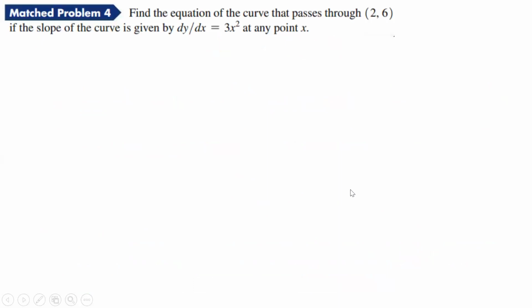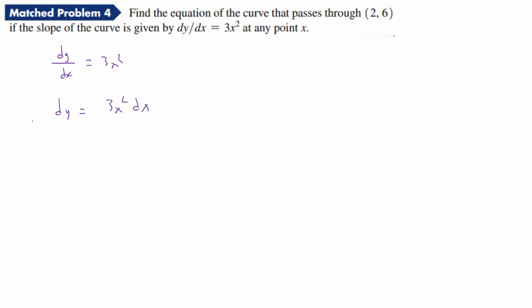Okay. All right, so let's look at this problem. It says find the equation of the curve that passes through 2 comma 6 if the slope of the curve is given by dy dx equals 3x squared at any point x. All right, so let's write this down. We have dy dx equals 3x squared. If we multiply both sides by dx, dy equals 3x squared dx.